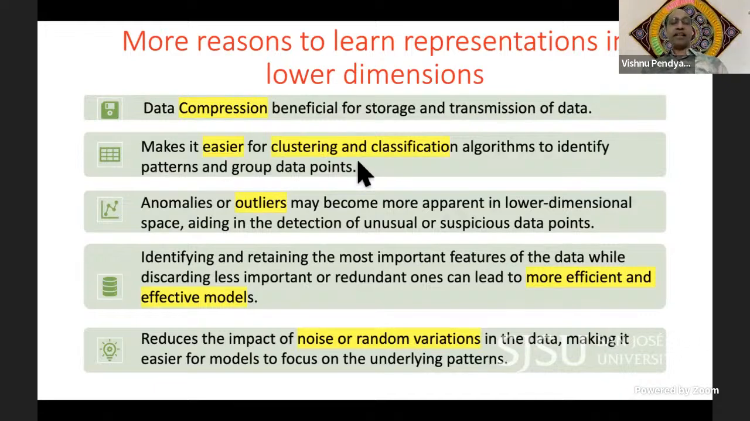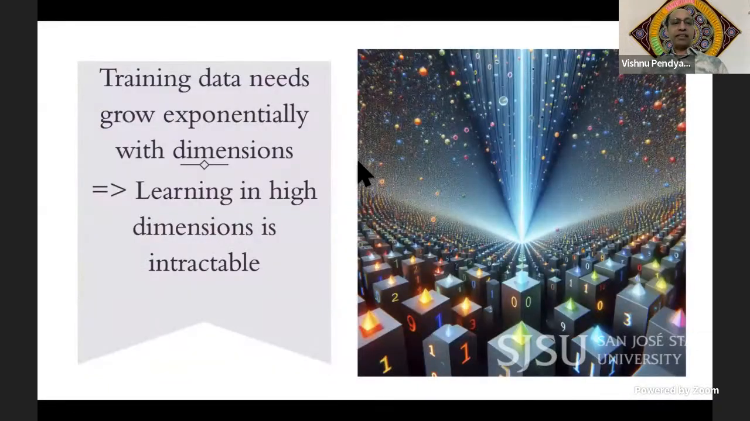And then the other great advantage of reducing dimensions is in the form of compression of data. As we'll see later, images can be compressed using an algorithm called principal component analysis, which comprises most of this talk. So when you compress the data, it helps in efficient storage and retrieval. So those are some more reasons for learning representations in lower dimensions.